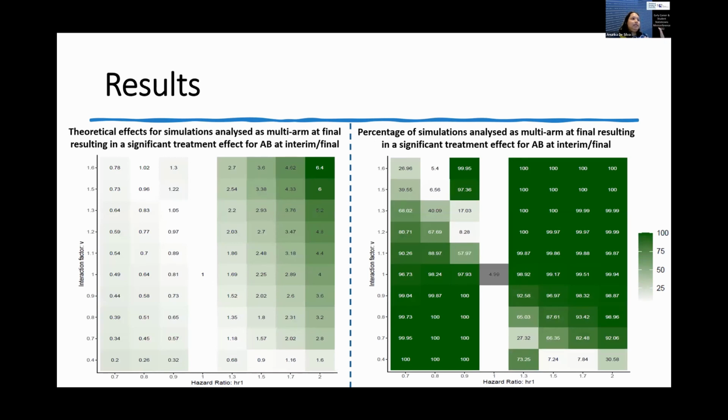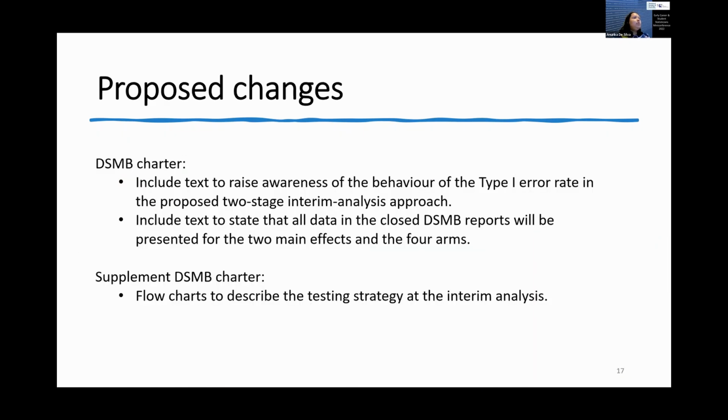This slide gives the results for the simulations analyzed as multi-arm at final, resulting in a significant treatment effect for the combination of AB at interim and final. And we can see that the type 1 error is back to the expected value of 5%. So this is what we observe with this two-stage analysis approach, given our simulation study.